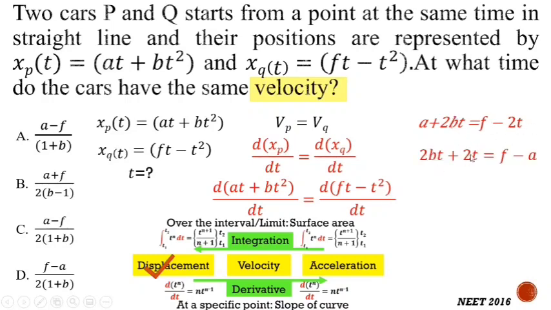Let us solve this. So 2t is taken to the left side and a is taken to the right side. It becomes f minus a equals 2bt plus 2t. If you take t common, you will get t equal to f minus a divided by 2 into bracket 1 plus b. So this is available in option D. So option D is correct.